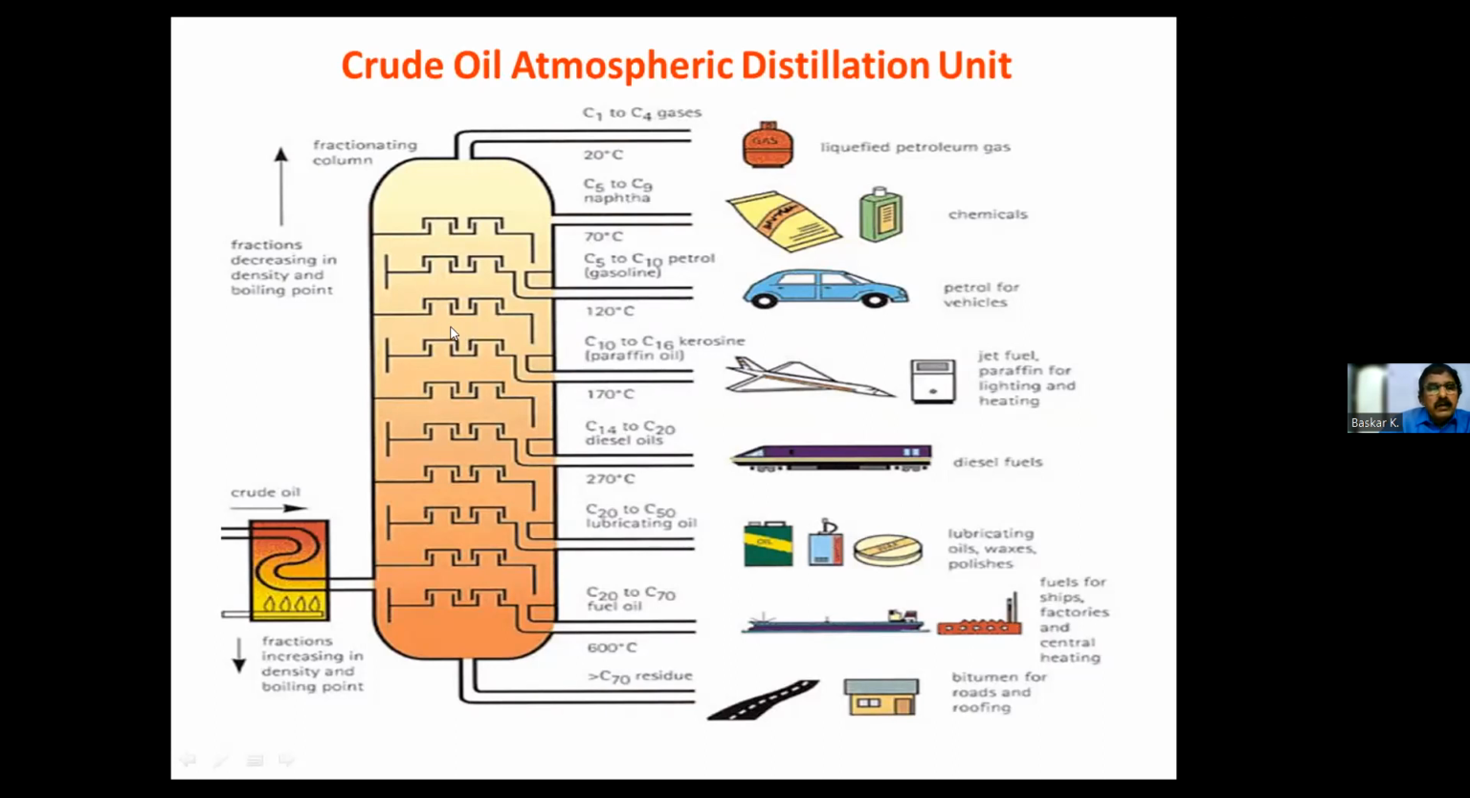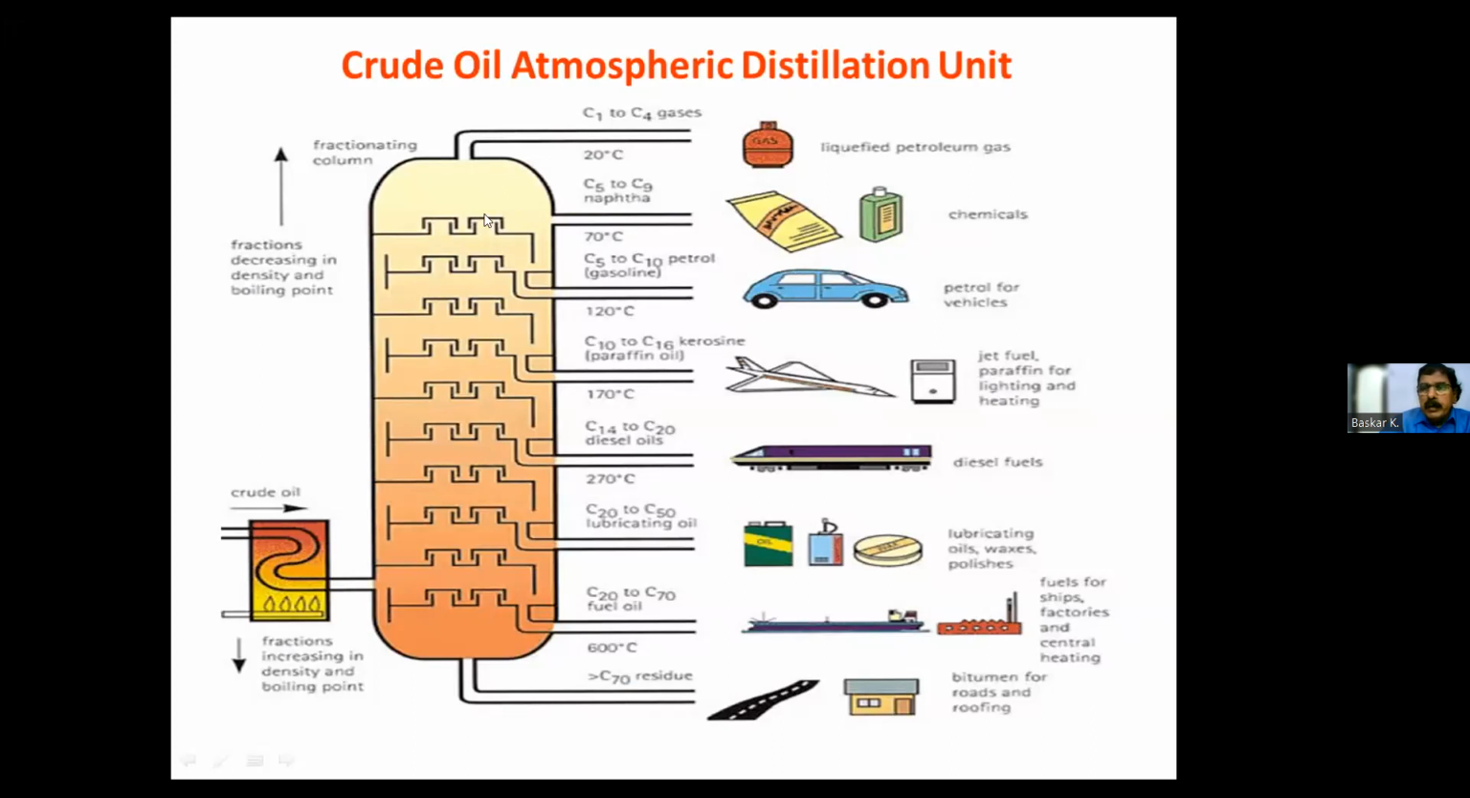Then again this vapor goes to the top, and at 120 degrees, the gasoline component is knocked off here, and this is a collection tray where the collection is taking place as the gasoline cut. Furthermore, the vapor goes up to the top where the C5 to C9 naphtha range is there, and the temperature is maintained at 70 degrees, and that cut is called the naphtha cut.